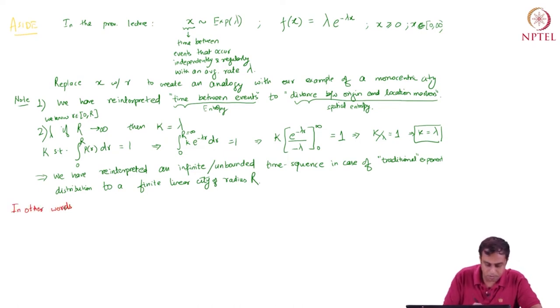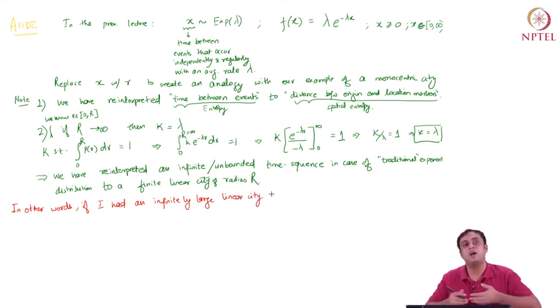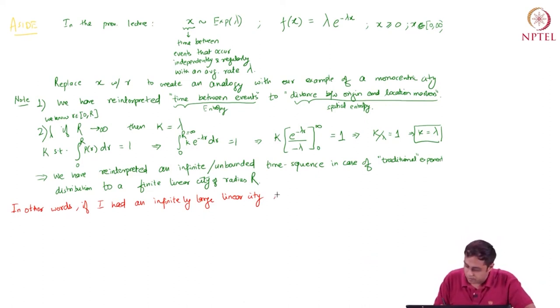In other words, if I had an infinitely large linear city, right? So a very, very large linear city, which would just not end over space. That is, I can say capital R goes to infinity. Mathematically, that's our expression for that.